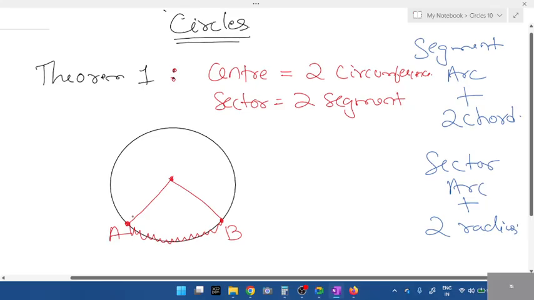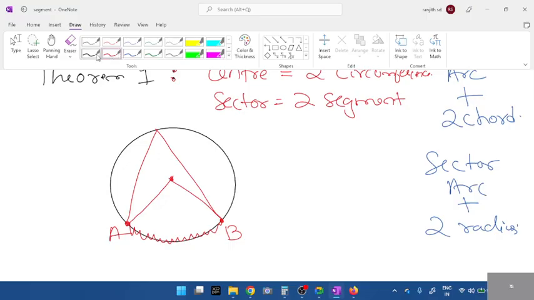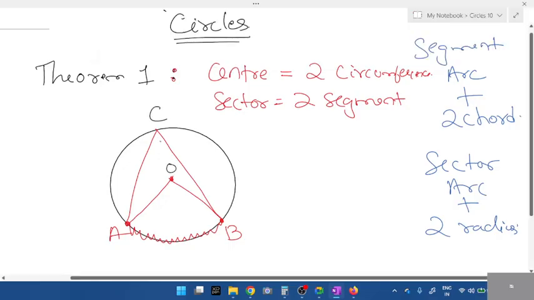I'll take the same arc AB, equal to twice segment. I'll draw a segment or circumference. What do you mean by circumference? I have to connect it to what? Circumference. So what do you call this line? AC, students. AC is what? Arc or chord? AC is a chord if it is touching the circumference. So do you call it segment or sector?